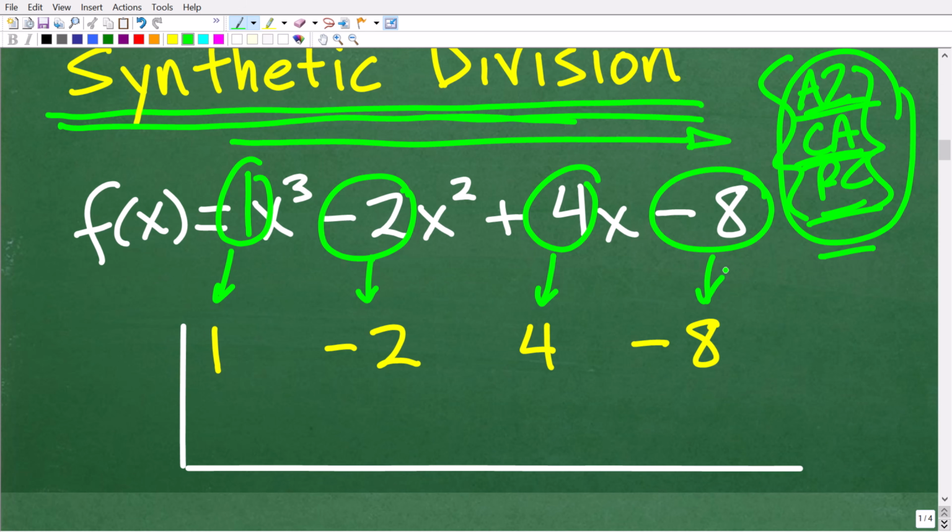The first thing that we're going to do is write our coefficients here, 1, negative 2, 4, and negative 8. And then we're going to put a little L thing right here, and we're going to do this in such a way where we have enough room to write some numbers down here. Now that we have this set up, let me show you how cool it is to use synthetic division to evaluate a function.